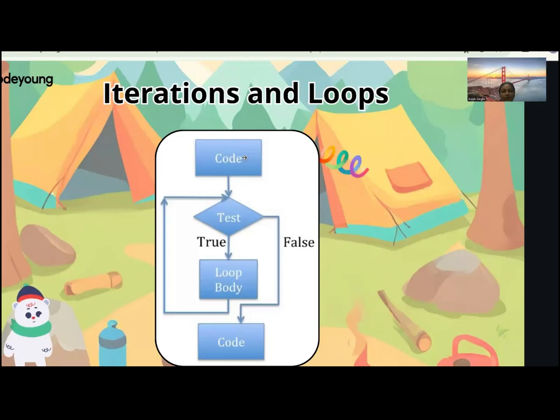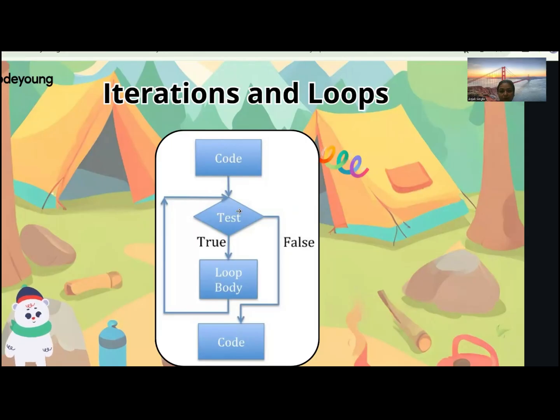Iterations and loops. So first of all, iteration means you will tell the computer from where to start and how you need to step. That is called iteration. Iteration is go one by one in the program.